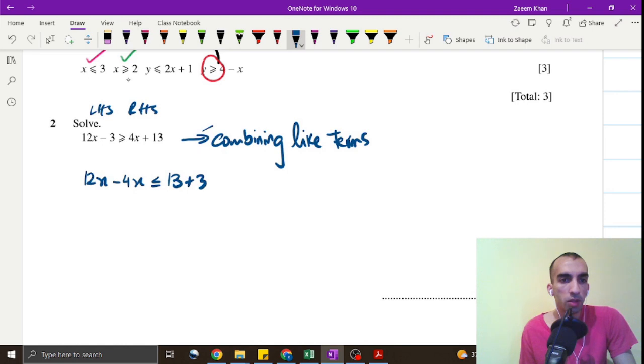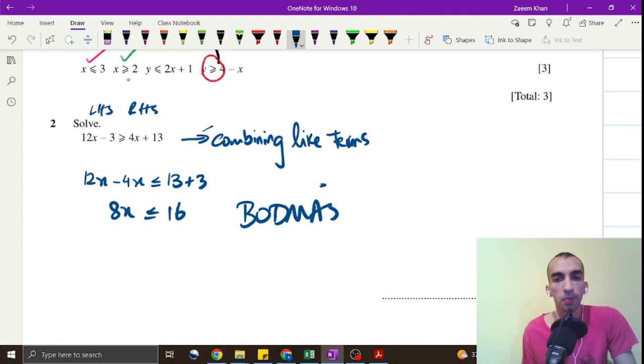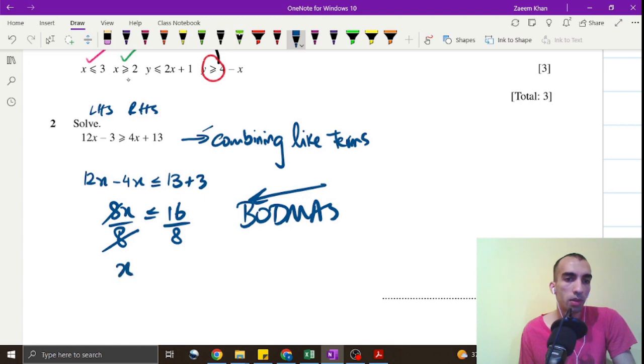12x, take away 4x, we're left with 8x. 13 plus 3 is 16. Now if you remember, I asked you to follow the opposite of BODMAS. How do you get rid of the 8 right next to the x? Divided by 8 on both ends. X is less than or equal to 2.